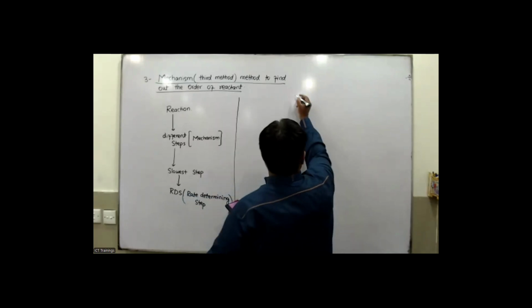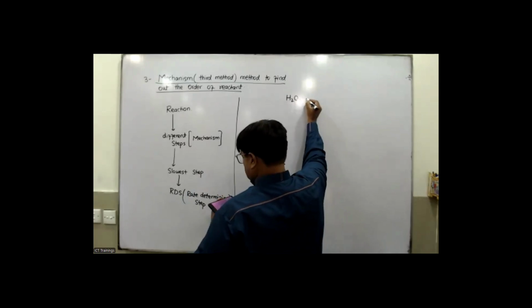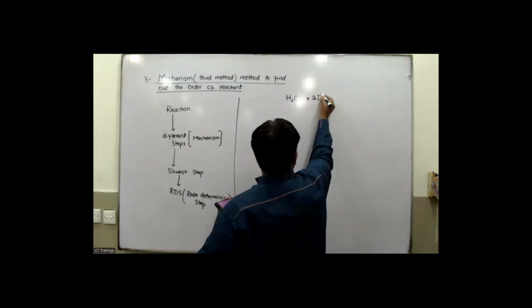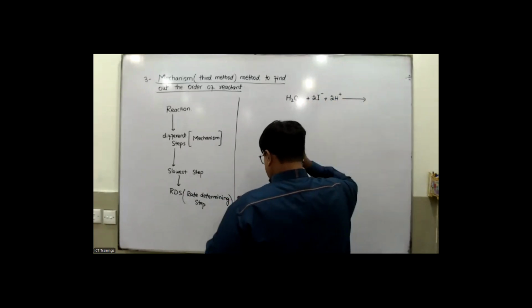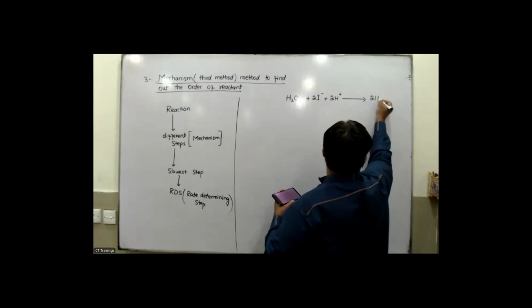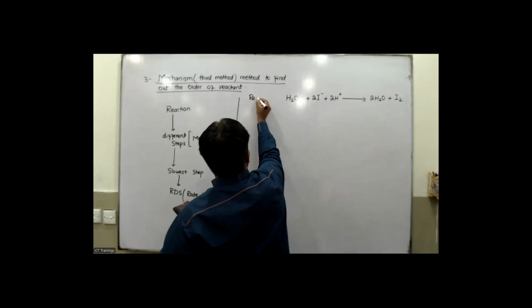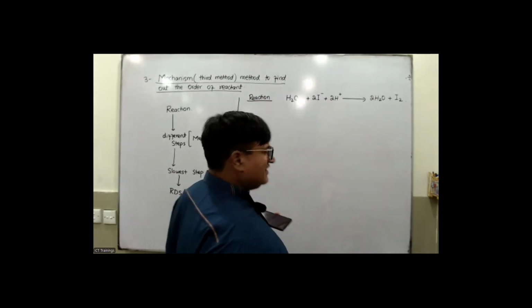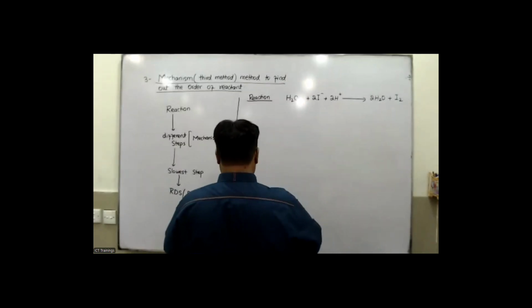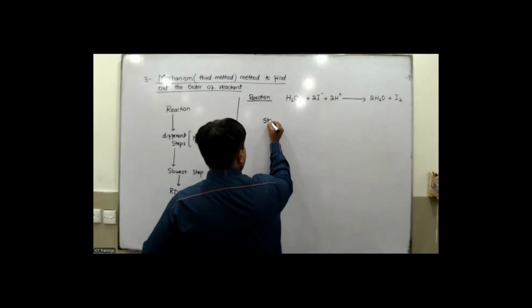There is a reaction: H2O2 plus 2I minus plus H positive forms 2H2O plus I2. This is the normal reaction. Now this reaction, my dear, does not proceed in that way. It takes different steps to complete. So let me explain how it completes. First of all, I'm going to write down the different steps here.